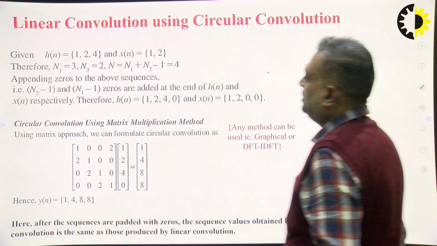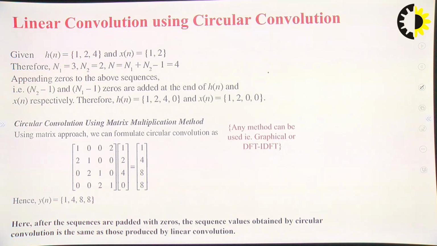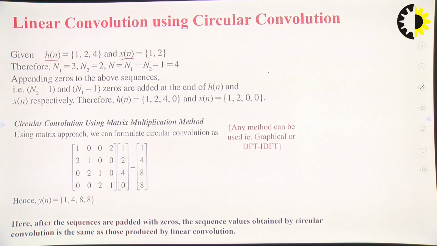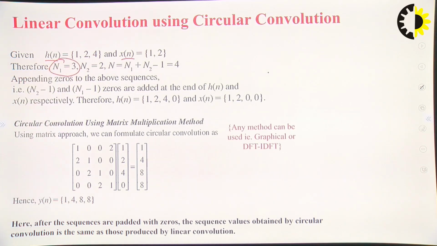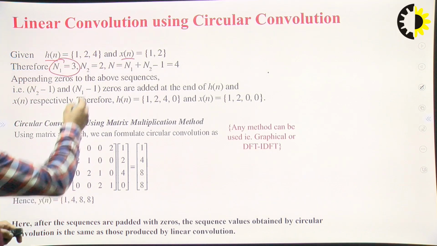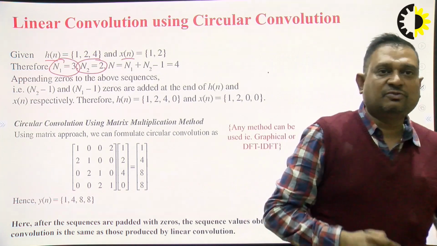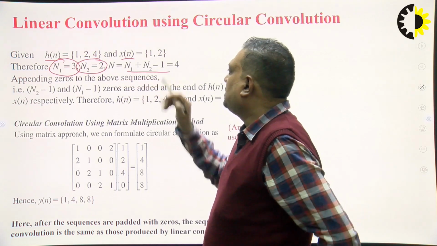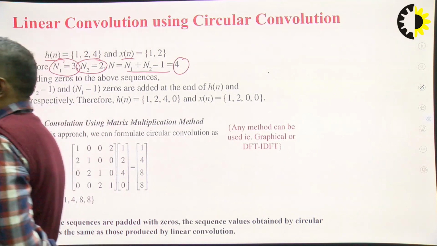So here we will see how to calculate it by one of the examples. Let us suppose we have two sequences h(n) and x(n). The value of h(n) is 1, 2, 4, let's say, and x(n) is 1, 2. Now we can see the length of the first sequence is 3, so n1 equals 3. The length of the second sequence is 2, so n2 equals 2. And we know the length of the linearly convolved sequence is the length of the first sequence plus the length of the second sequence minus 1. So this value will be n1 plus n2 minus 1, which is 4. It means the length of the linearly convolved sequence will be 4.